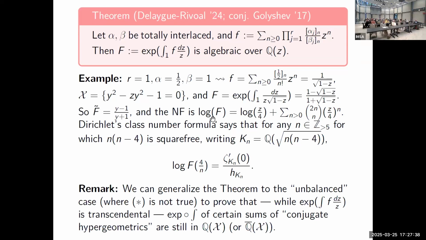This is kind of cool. One comment before I conclude: we can generalize the theorem to the unbalanced case, where the rationality of Q, not Q infinity, is not true. While the exponential integral of f is transcendental, if you take the sum of f with its Galois conjugates, as it were, its conjugate hypergeometrics, and you do the exponential integral of that, then you still get algebraic things.